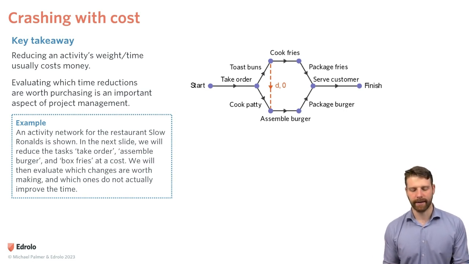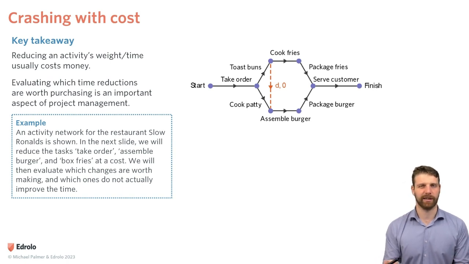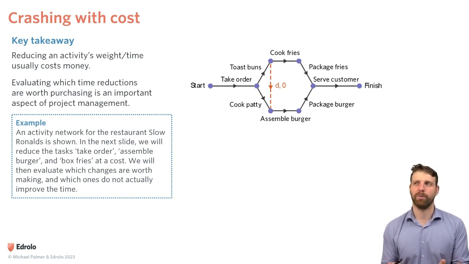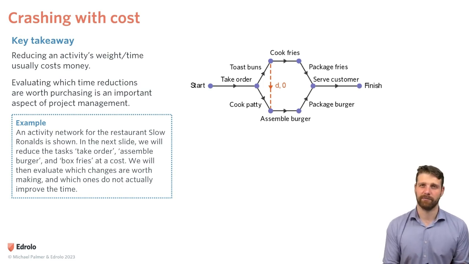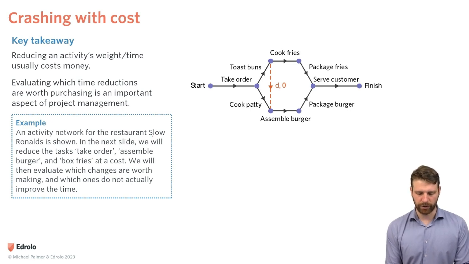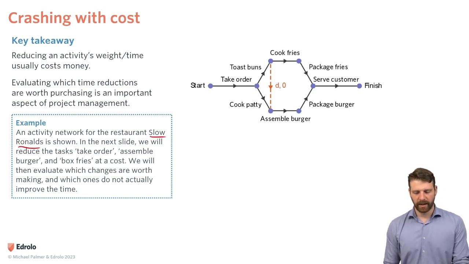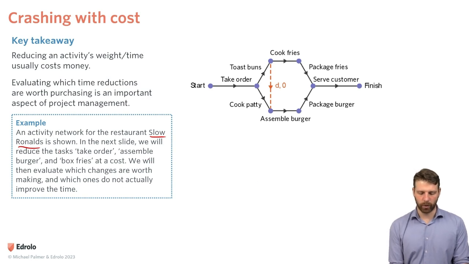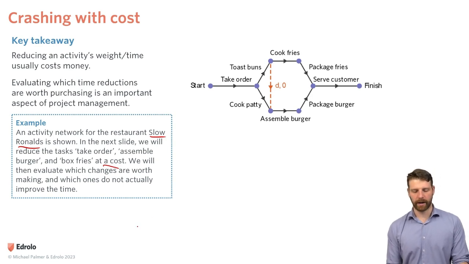Okay, our key takeaway today is that reducing an activity's weight or time usually costs money. Evaluating which time reductions are worth purchasing is an important aspect of project management. So we saw before that sometimes changing activity time doesn't actually speed up the project. And so there's no point spending money if we don't speed up the project, right? That's the logic that we've got to use here. So here's an example. It says an activity network for the restaurant Slow Ronald's is shown. In the next slide, we'll reduce the tasks take order, assemble burger, and box fries at a cost. We'll then evaluate which changes are worth making and which ones do not actually improve the time.